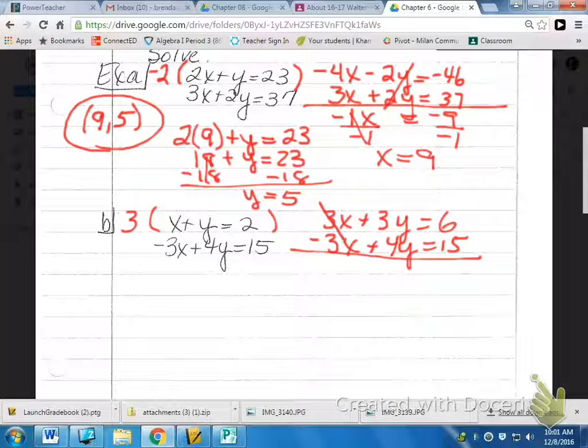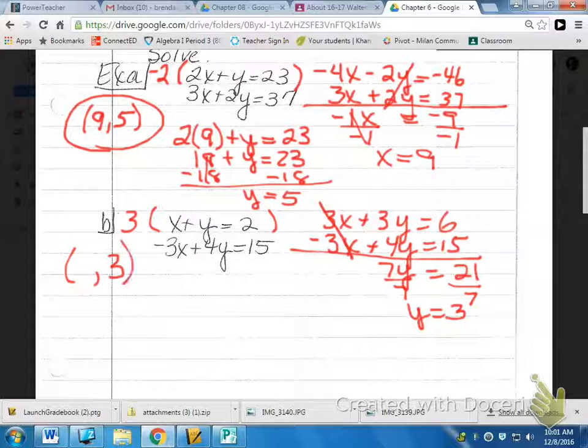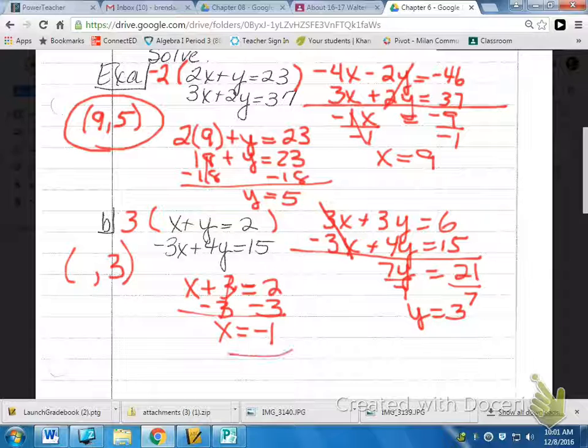Okay, the x's are now gone. 7y equals 21. Divide by 7. Y equals 3. So I have half of my solution, and I'm going to go ahead and put 3 in place of y. So x plus 3 equals 2. Subtract 3 from each side. X equals negative 1.